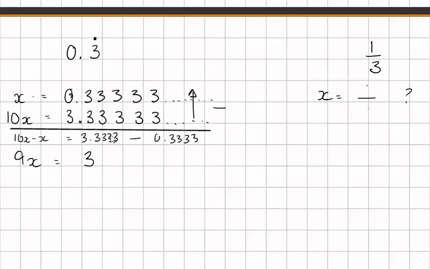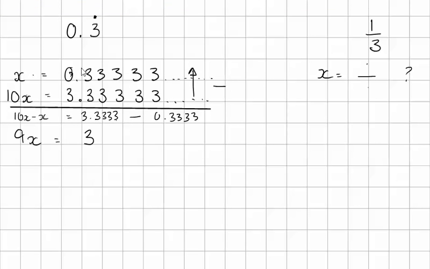So why do you subtract x? What does it get rid of? The decimal points. And suddenly the recurring nature of the number goes. So I'm left with 9 x's is exactly 3. So that's the clever part.